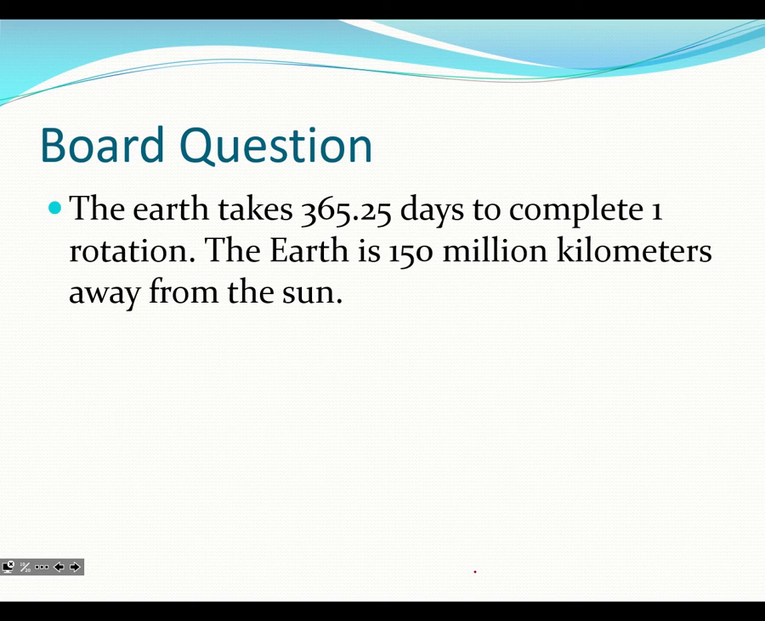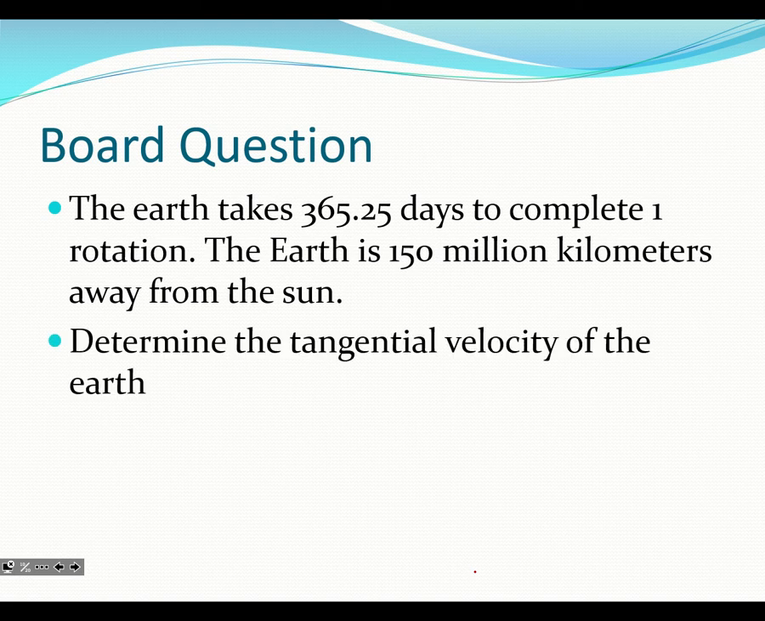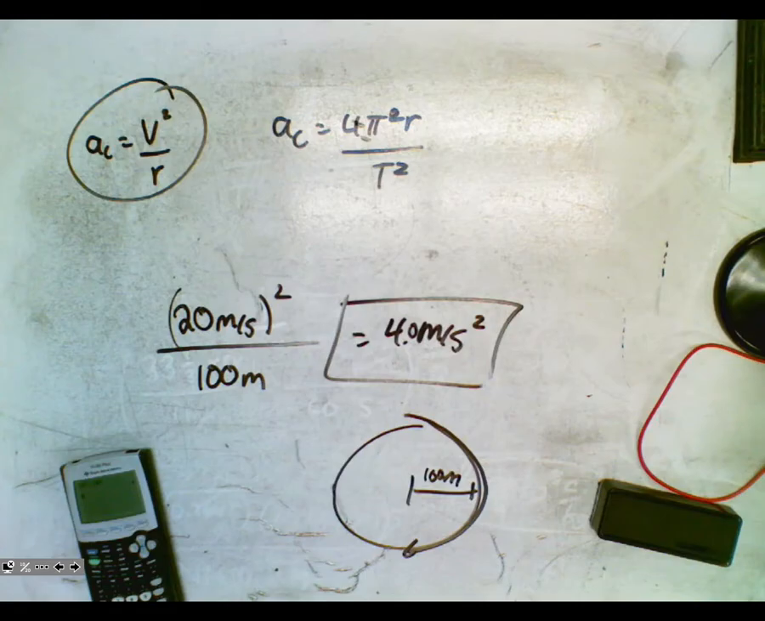Okay, another board question. The Earth takes 365.25 days to complete one rotation. The Earth is 150 million kilometers away from the Sun. Determine the tangential velocity of the Earth. So pause the video, give it a go, and see if you can get this question. And I will go through it right now.